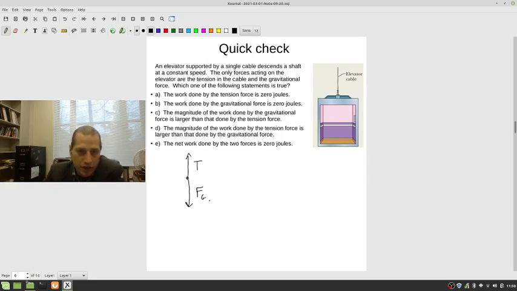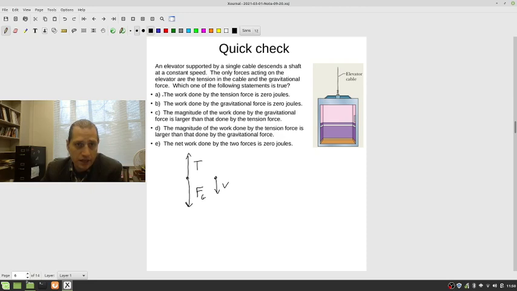Gravitational force has some pull. But we know that these have the same size because there's no acceleration. And the elevator is going down. It asks us, the only forces acting on the elevator are the tension in the cable and the gravitational force. Which one of the following statements is true?